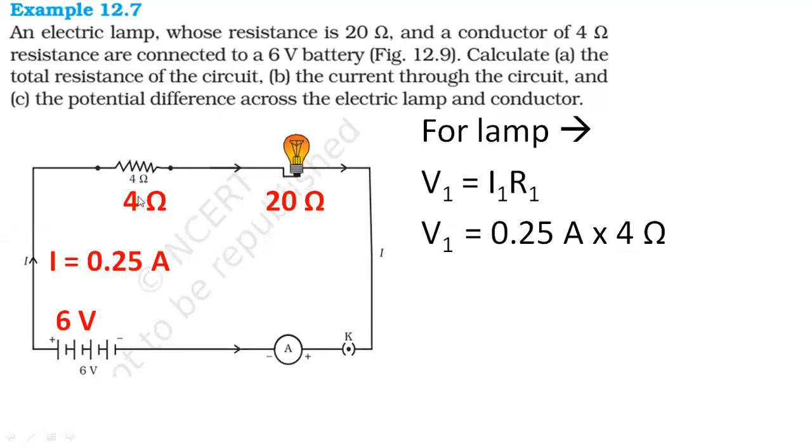So 0.25 into 4. So our answer would be what? 25 into 4 is 100 and 2 decimal places. So that means 1 volt. So the answer would be 1 volt. So 1 volt is the potential difference across this particular resistor.